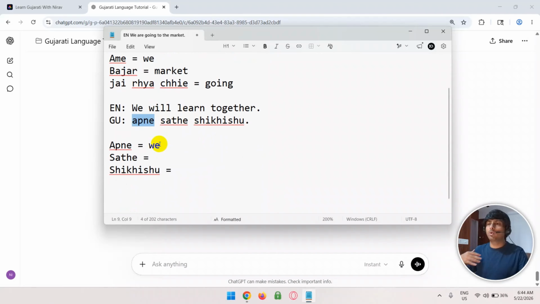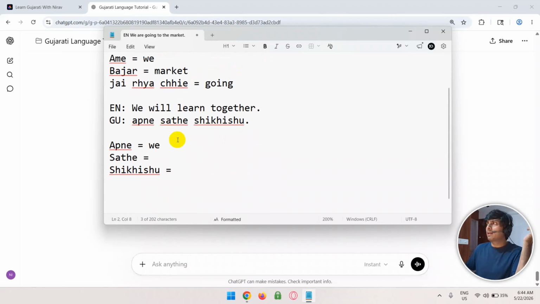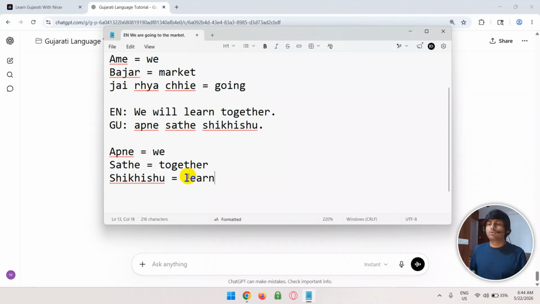Okay, when I am talking to a third person about our activities, that time I should say ame. Ame bahar, or we can say we are going to the market. Ame bahar જઈએ છીએ. But when I am talking to those people directly, આપણે, because I am talking to them directly, we can use આપણે સાથે શીખીશું. સાથે means together. And to learn in Gujarati we say શીખવું. So for this particular action we can say શીખીશું.